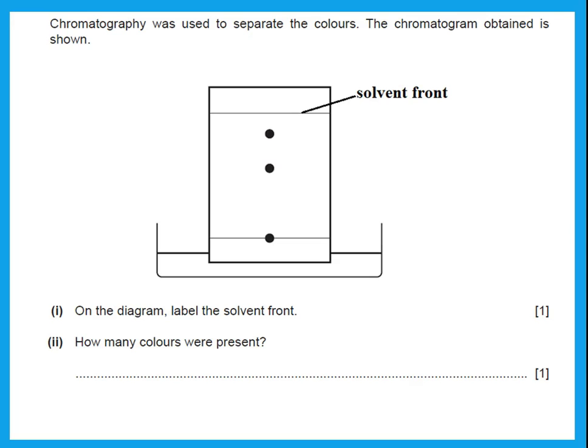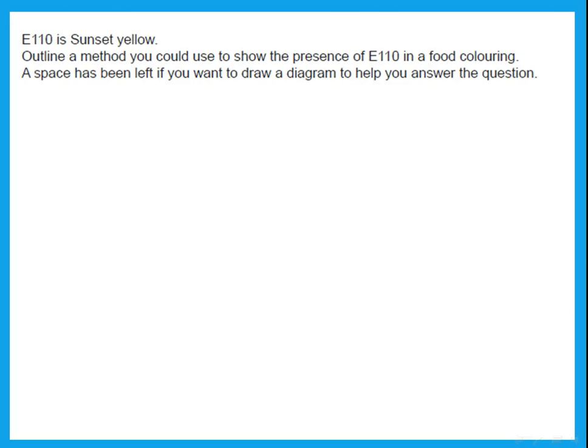Now, how many colors were present? Remember, any spots that remain in the end are the colors. Even if you have a spot that is remaining on the baseline, you're going to count it. So these are actually 3 colors. And why is it that some of them go up and the other remains on the baseline? That means that the one that remained on the baseline is just insoluble in the solvent, while the others dissolved to different extents. Okay?